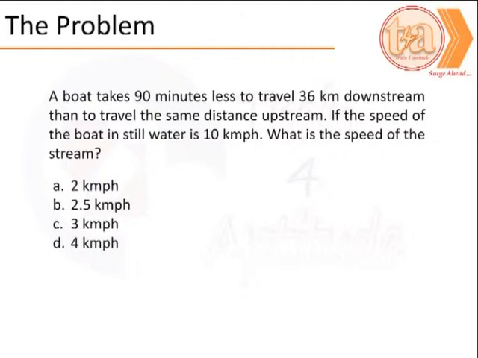Let us read the problem. A boat takes 90 minutes less to travel 36 kilometers downstream than to travel the same distance upstream. If the speed of the boat in still water is 10 kilometers per hour, what is the speed of the stream?